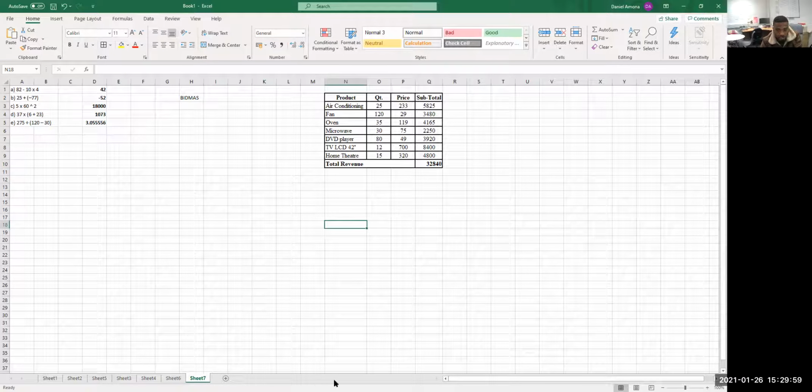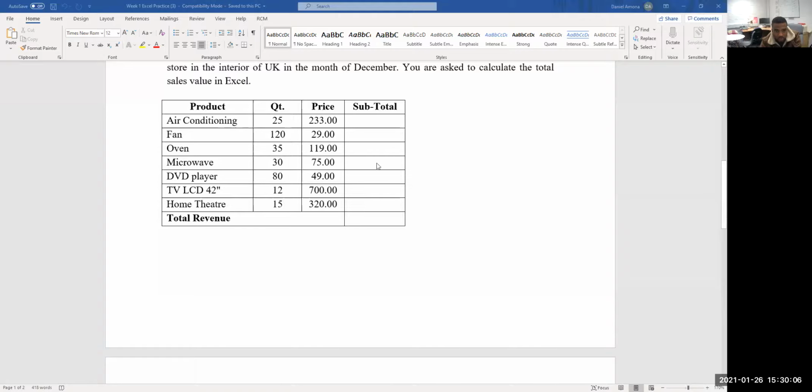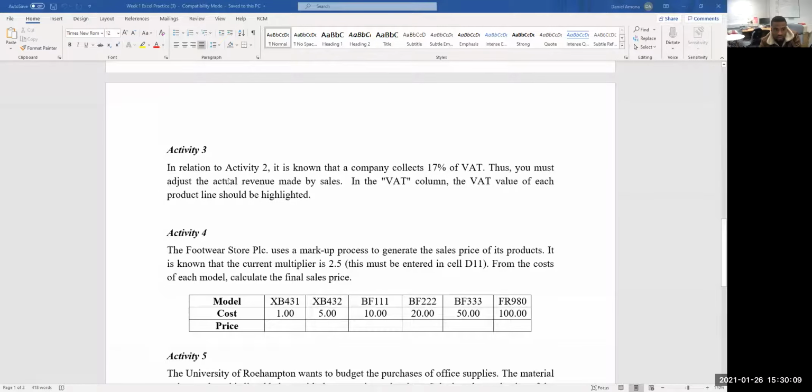We'll go to activity 3. We'll first stop sharing and try to search for activity 3. We've done all of activity 2. For activity 3, in relation to activity 2, it is known that a company collects 17% of VAT, and thus you must adjust the actual revenue made by sales. In the VAT column, the VAT value for each product line should be highlighted. So what we could do, remember it's 17%, is go back to the Excel file and get the VAT column.